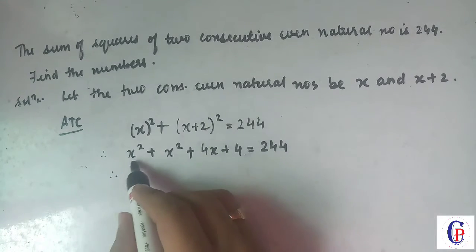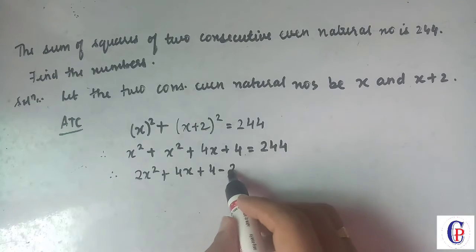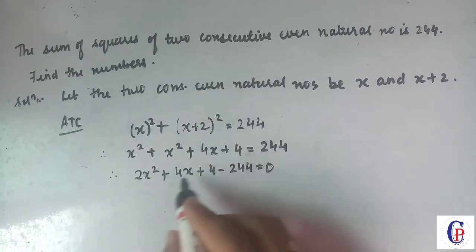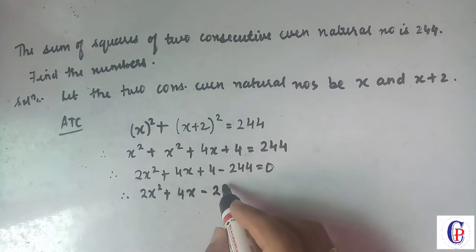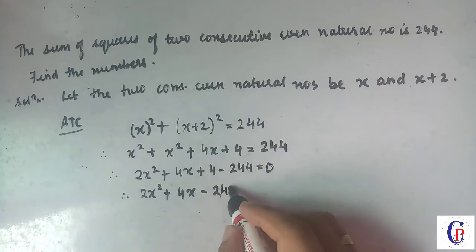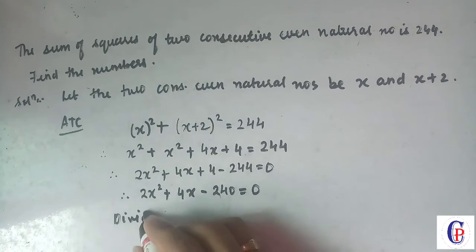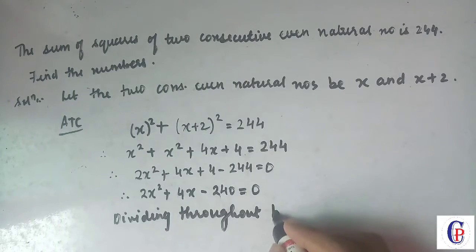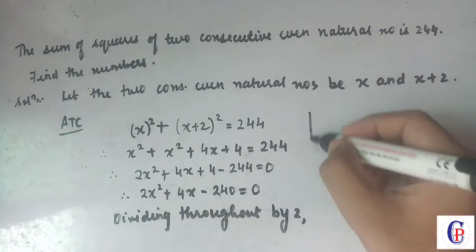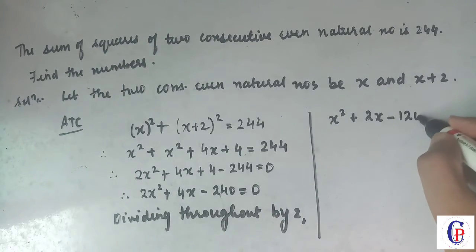Okay. So we have 2x square plus 4x, then plus 4 and minus 244 is equal to 0. So therefore 2x square plus 4x minus 240 is equal to 0. Since all the terms have a factor of 2, divide throughout by 2. Dividing throughout by 2, so what do we get? We get x square plus 2x minus 120.